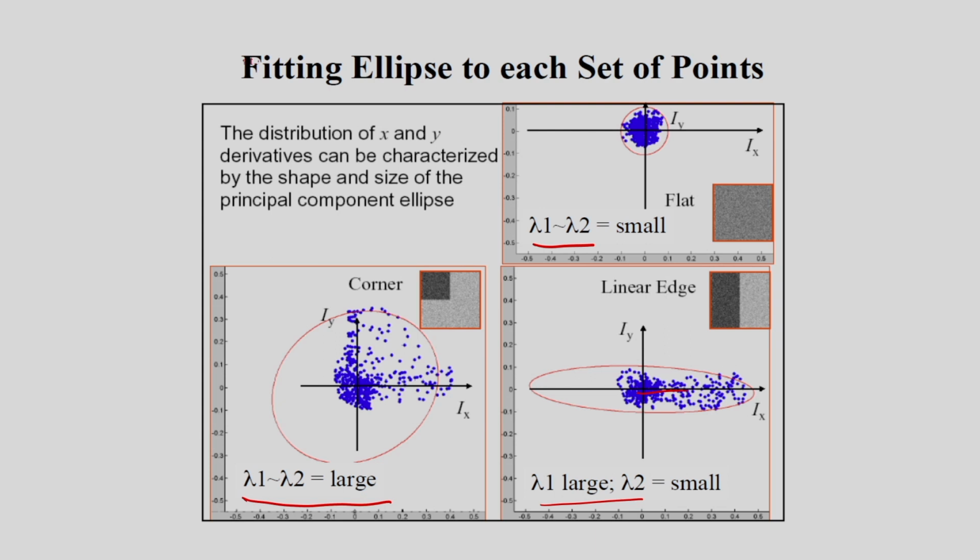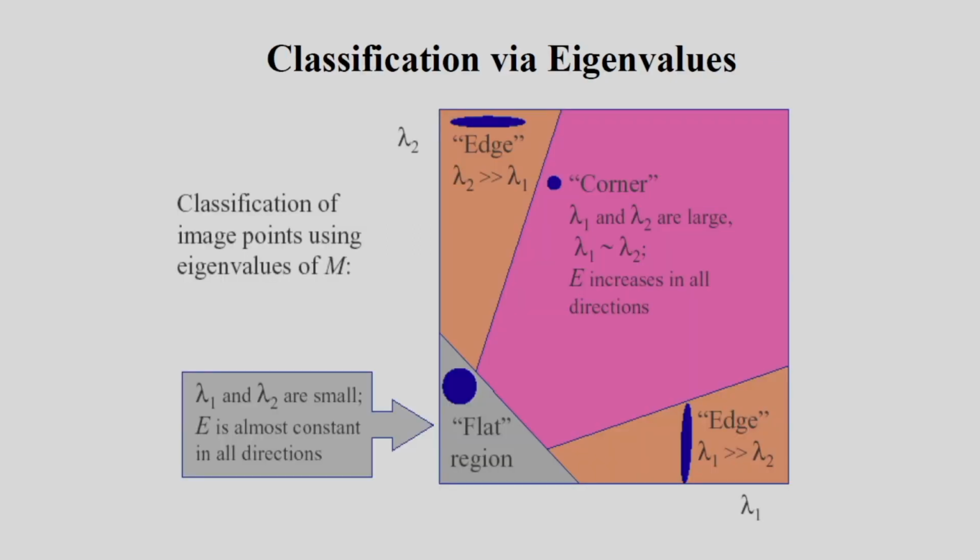So, in case of the flat region, lambda 1 and lambda 2 will be small, and in case of the linear edge, that is the vertical edge, lambda 1 corresponding to the major axis will be high, and corresponding to the minor axis, lambda 2 will be small. And in case of the corner points, both lambda 1 and lambda 2 will be large. Based on this concept, I can do classification with the help of the eigenvalues.